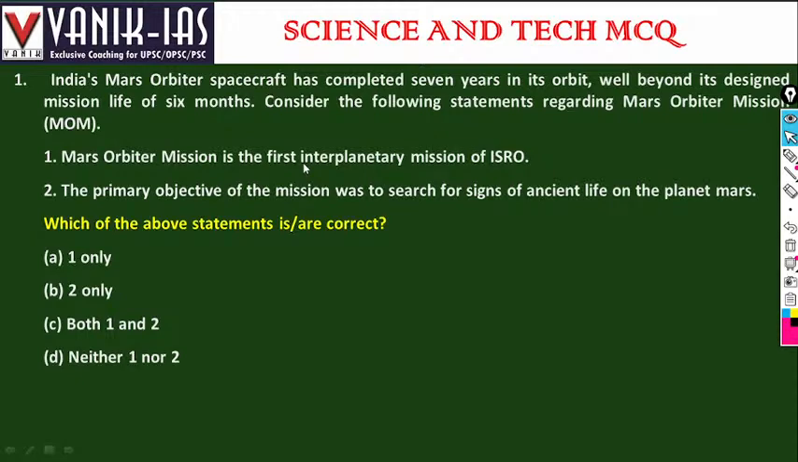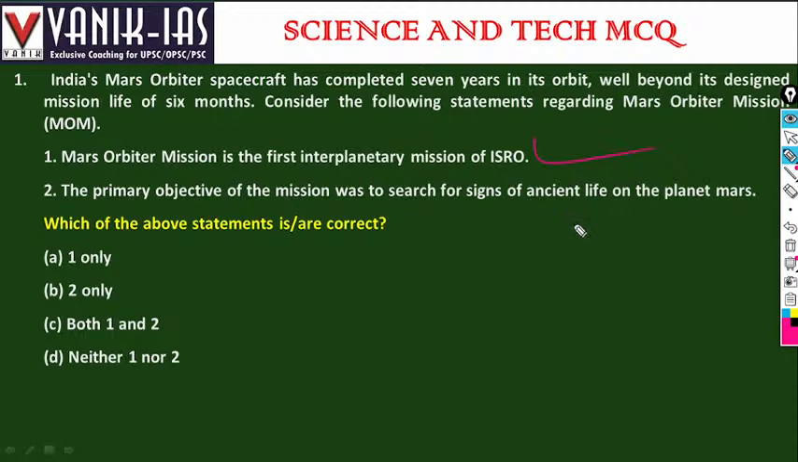Interplanetary means from one planet to another planet. That is interplanetary. So the first statement is obviously right. It is the first interplanetary mission of ISRO. Next, the primary objective of the mission was to source the signs of ancient life on the planet Mars. First statement is right. Second statement is not right.